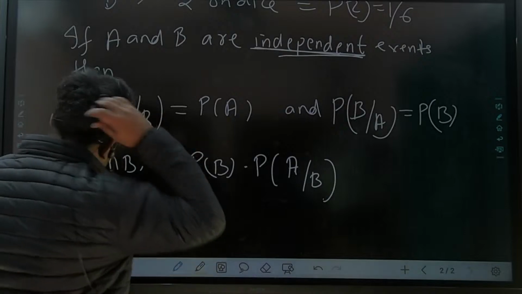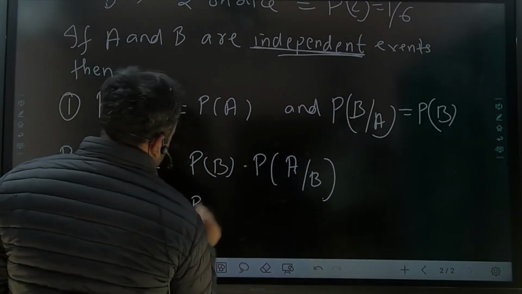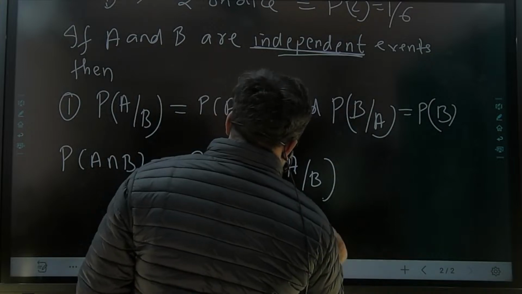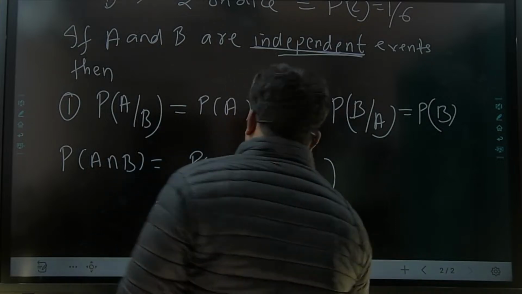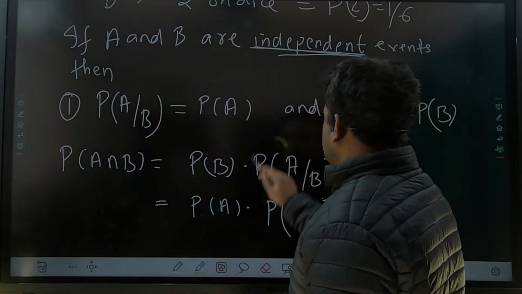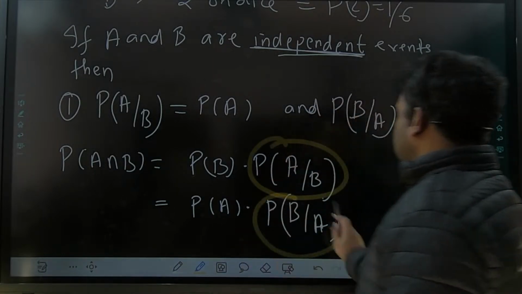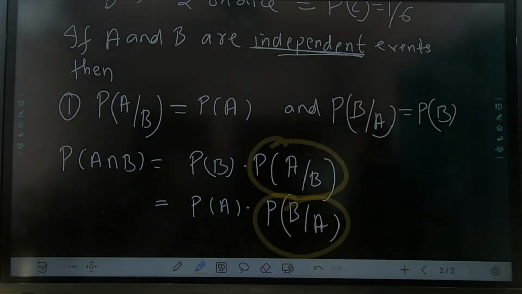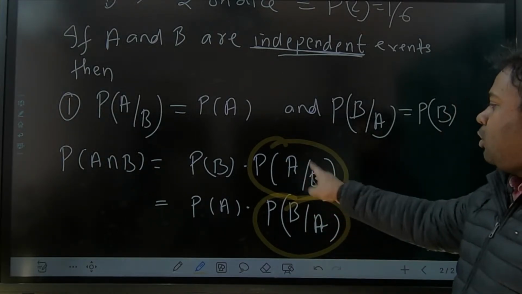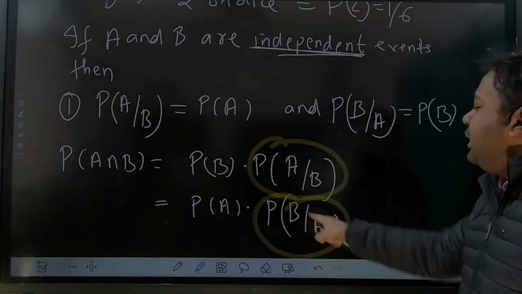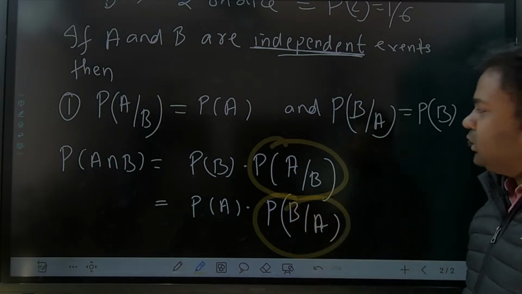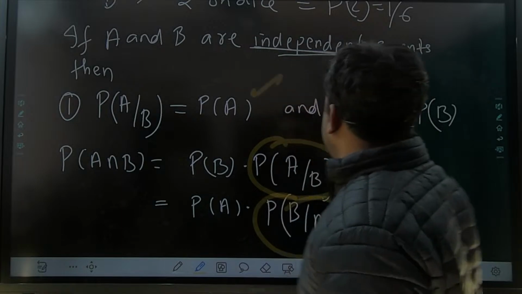Right. And this is also equal to probability of A multiplied with probability of B when A has occurred. This was the formula. Now, in this, some changes need to be done because A and B are independent events. So whether B happens or not, probability of A will not change. B and A are independent events. Whether A happens or not, B's probability will not change. So that's what we are seeing over here.